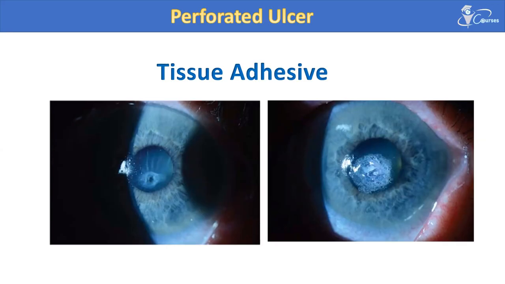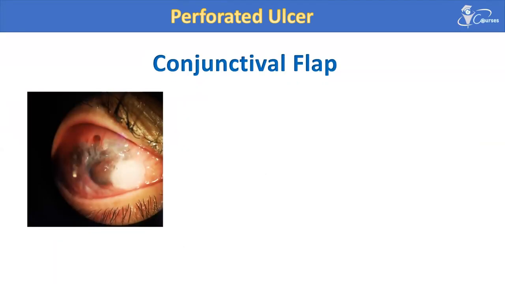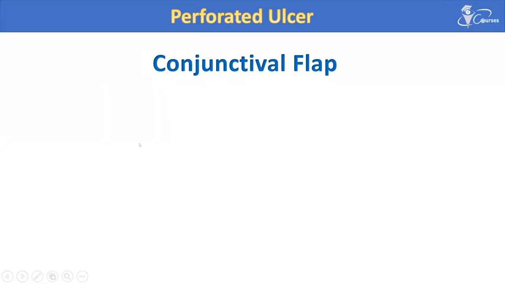The tissue glue is usually reserved for small ulcers, less than 2 millimeters, or 1 millimeter ulcers. The treatment of choice to seal these ulcers is the tissue glue or tissue adhesives. Other methods include the conjunctival flap. A conjunctival flap is a way to close the defect in the cornea with a flap coming from the conjunctiva.